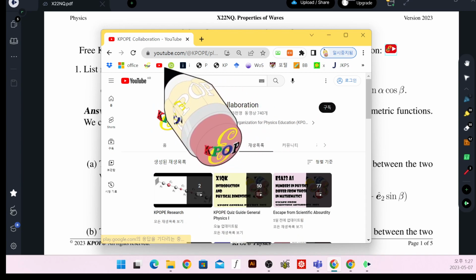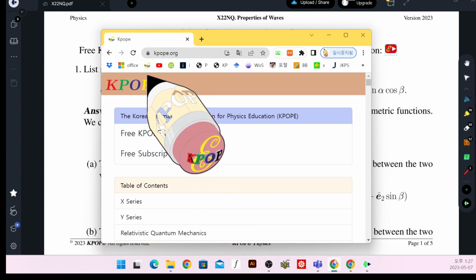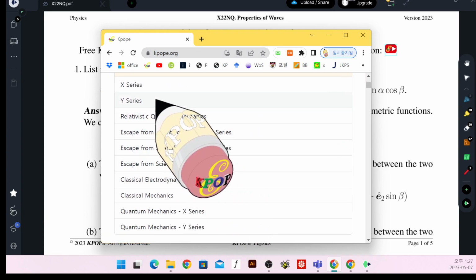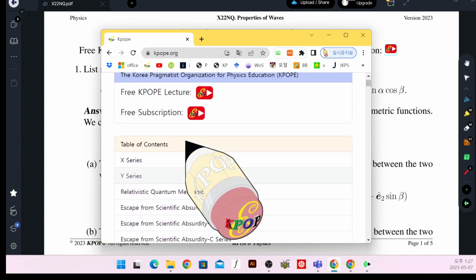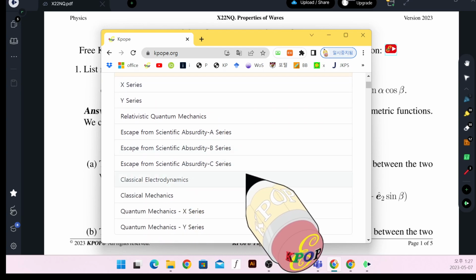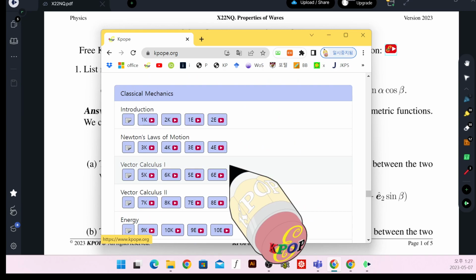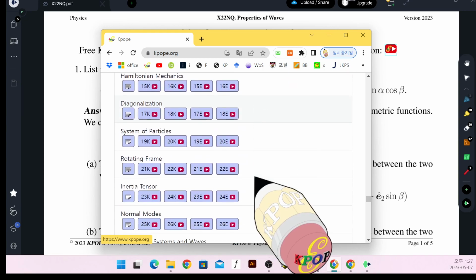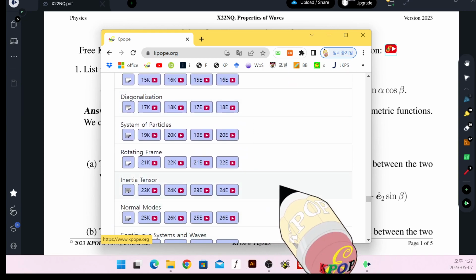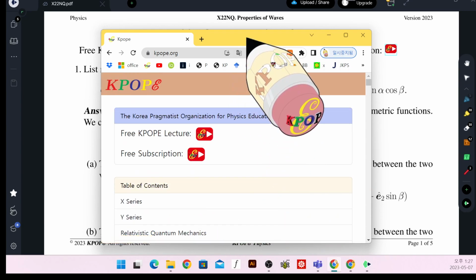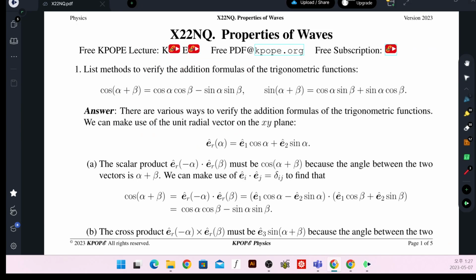So I recommend you click this to visit kpop.org and look at the table of contents. For example, if you click this, you can find the classical mechanics. Okay, so let's begin.